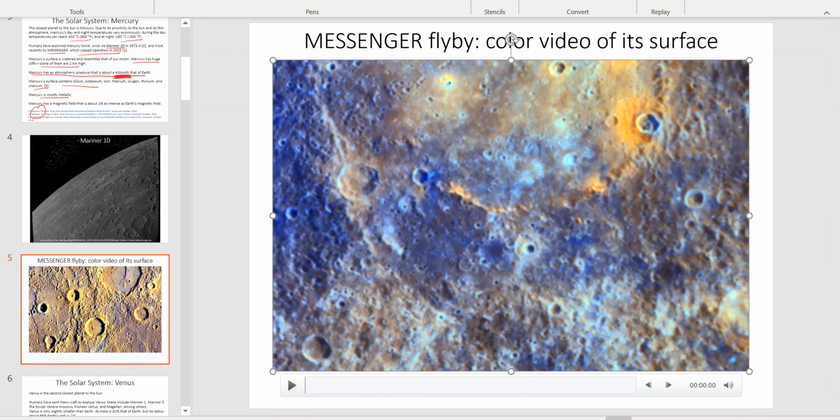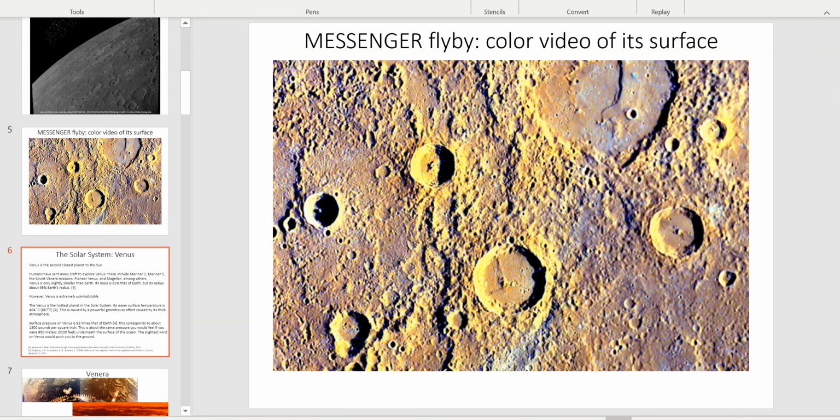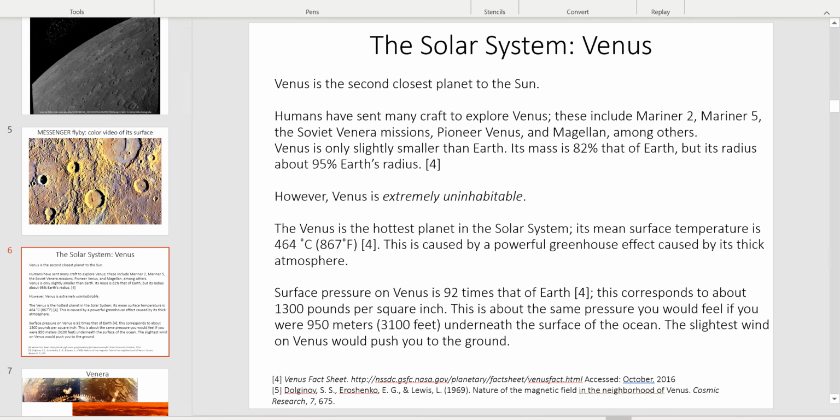Now that that video is done, let's move on to Venus. Venus is the second closest planet to the Sun. It's also a rocky planet. I didn't say that explicitly about Mercury in this video, but I think you can tell from the pictures that Mercury is a rocky planet. And I mentioned to you it has basically no atmosphere. And the same goes for Venus, except Venus has a very thick atmosphere.